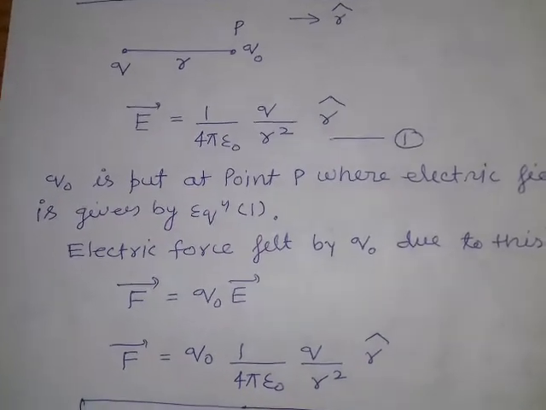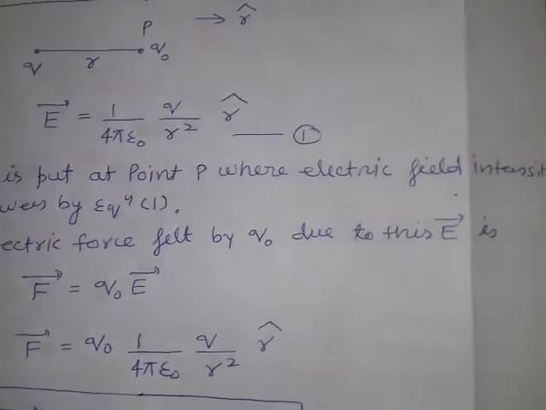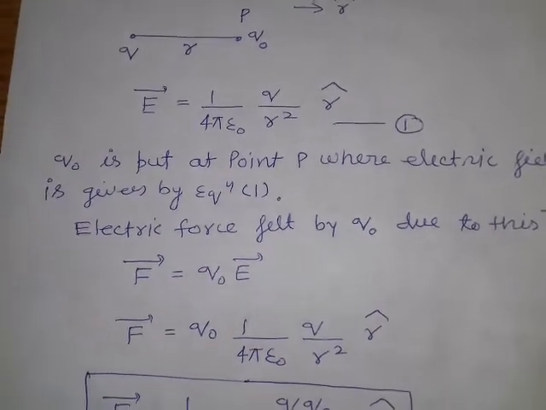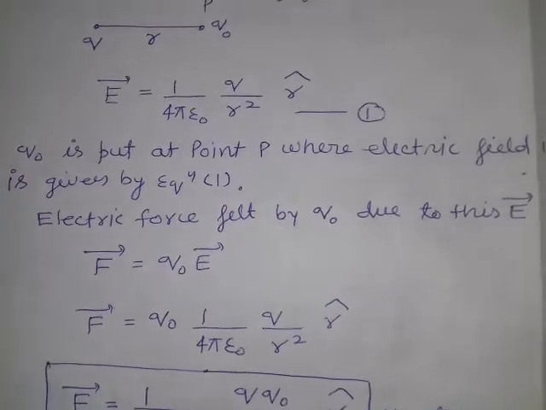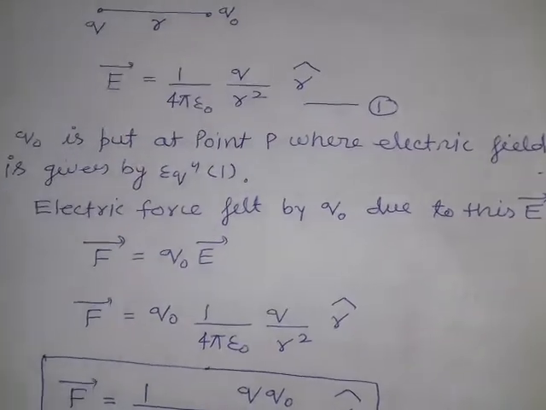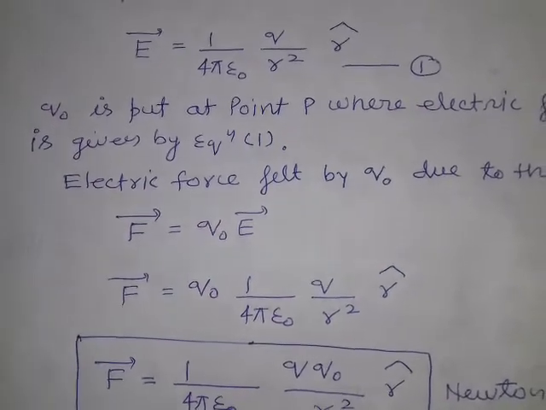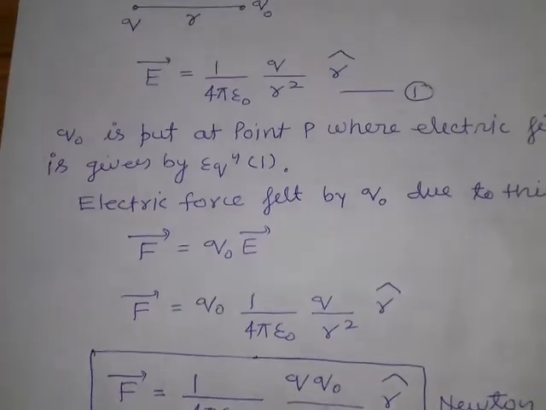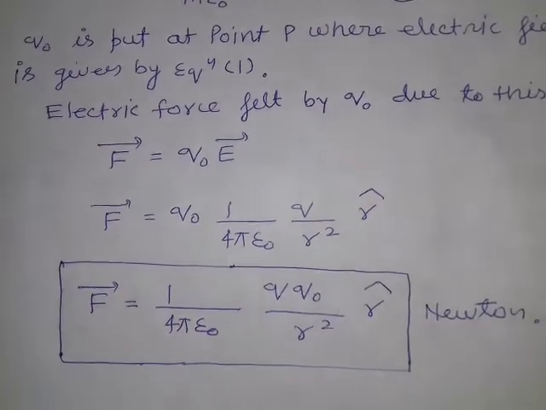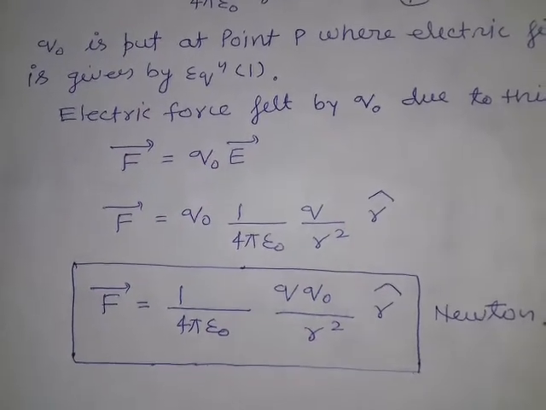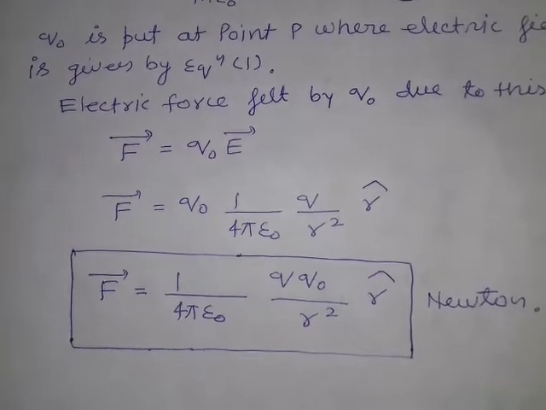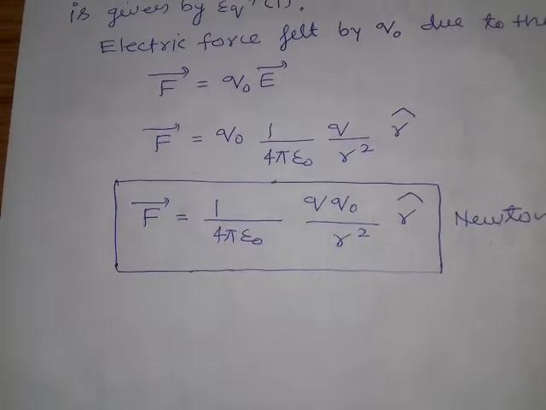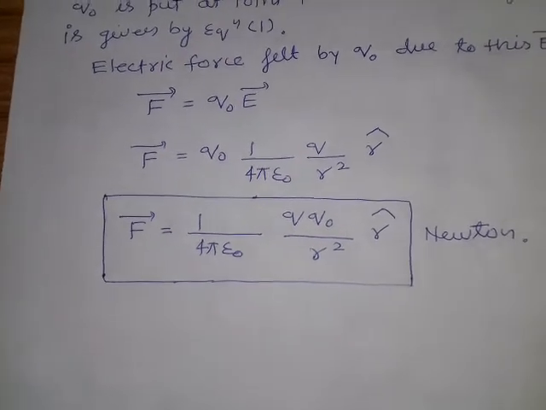Now q naught is put at point P, where the electric field intensity is given by equation first. The electric force felt by Q naught due to this electric field E is F is equal to Q naught E, which I told you earlier. Now we will put the value of E. We have F is equal to Q naught 1 upon 4 pi epsilon naught Q upon R square R cap. So F is equal to 1 upon 4 pi epsilon naught Q Q naught upon R square R cap Newton.